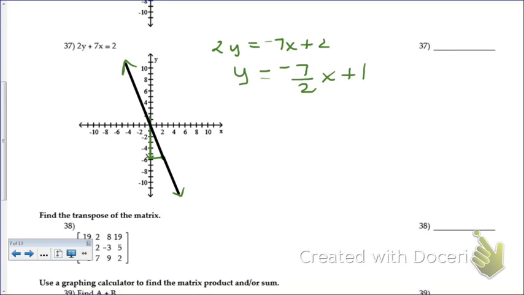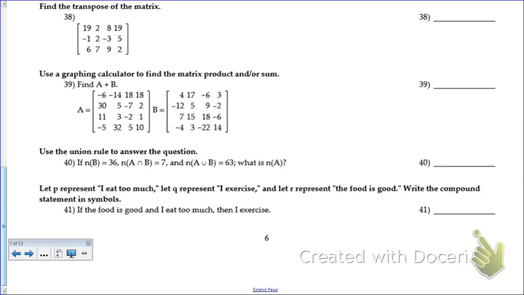Number 38, it says to transpose. When you transpose a matrix, that just means that the rows are going to become columns and the columns are going to become rows.